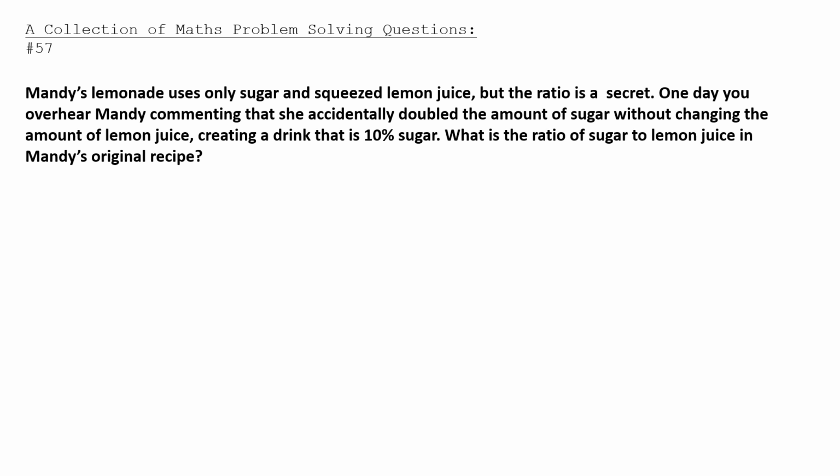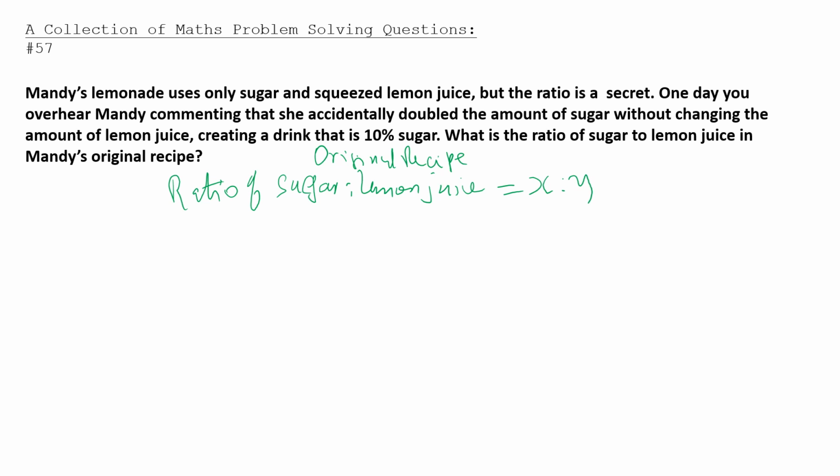So assume that the ratio of sugar to lemon juice in the original recipe equals x is to y. So when the sugar is doubled, the ratio becomes 2x is to y.